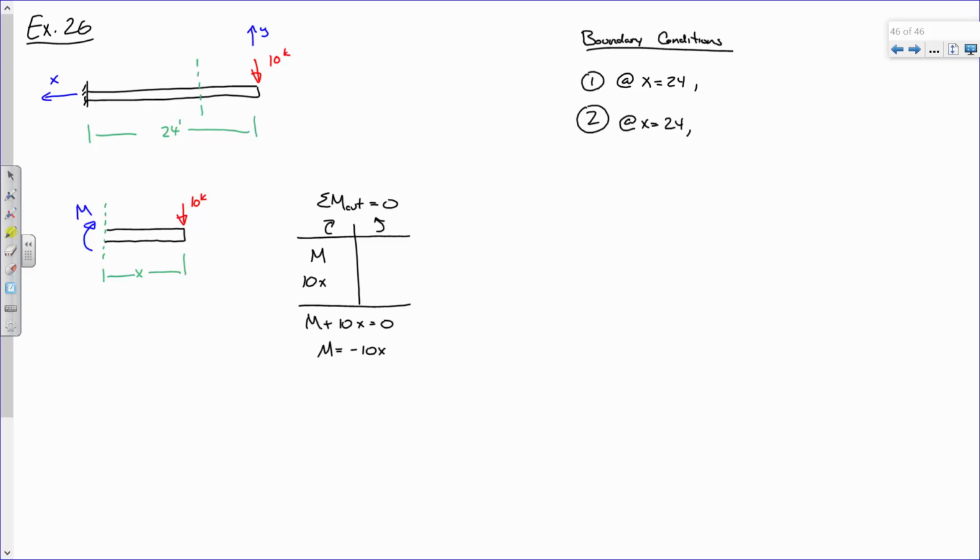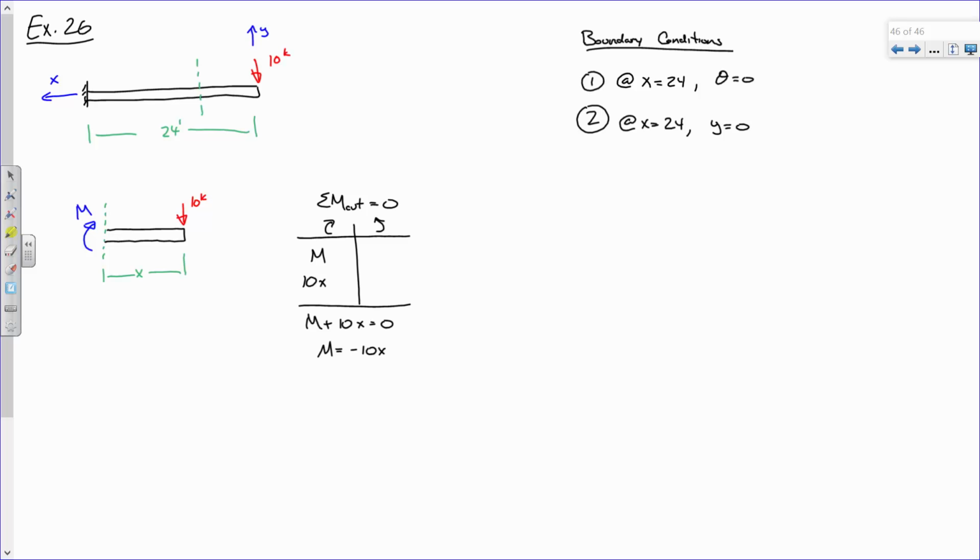Okay, so somebody tell me one of them. What is going to be the case at x equals 24? The slope is going to be 0, and what's the other one? The deflection will be 0. So at x equals 24, we know that the slope equals 0, and we know that the deflection equals 0. And so those are the boundary conditions that we'll need in order to evaluate this problem. Pretty simple, right? It's not that challenging. In fact, cantilevered beams in scenarios like this tend to be easier than simply supported beams.